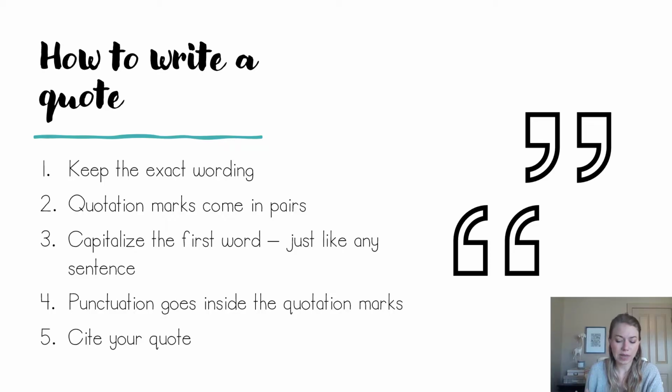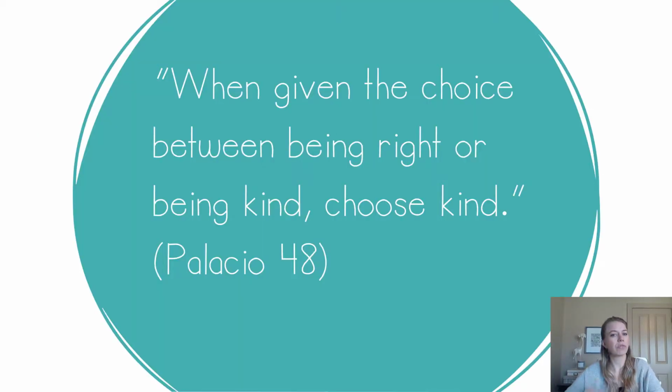So I'm going to show you an example of what this looks like. We're going to look at a quote from Wonder, one of my personal favorite quotes. "When given the choice between being right or being kind, choose kind." Now I'm going to walk you through each of those 5 steps and how I did them here with this example. As I show you, I want you to label the example as it's typed on your page. That way yours has all the notes that you can reference when you're going to write a quote and you need to go back and look at an example.